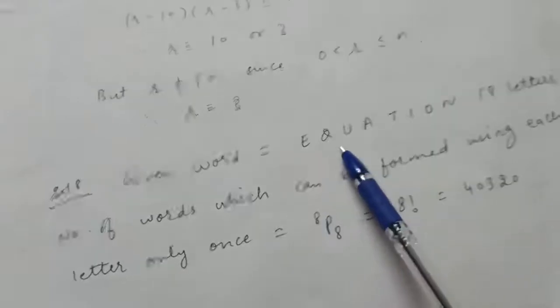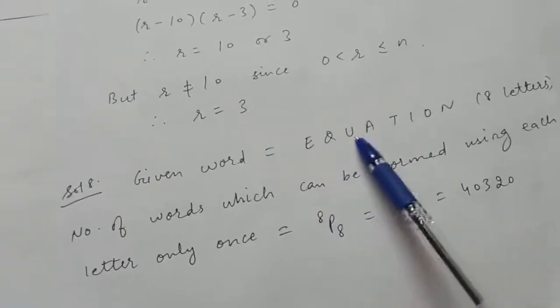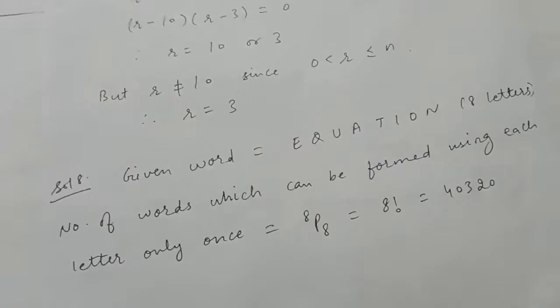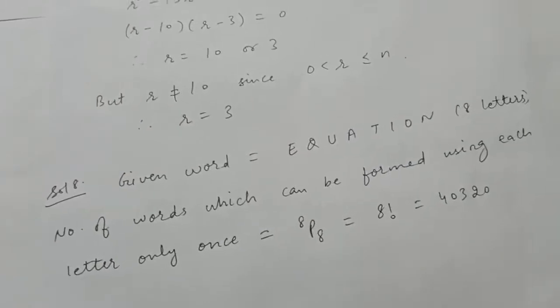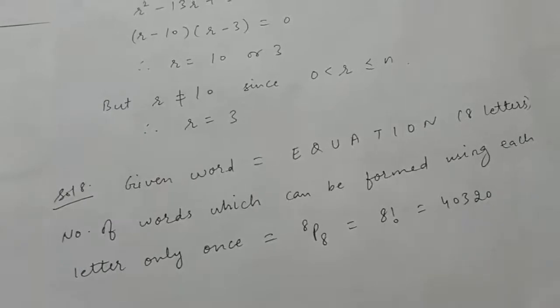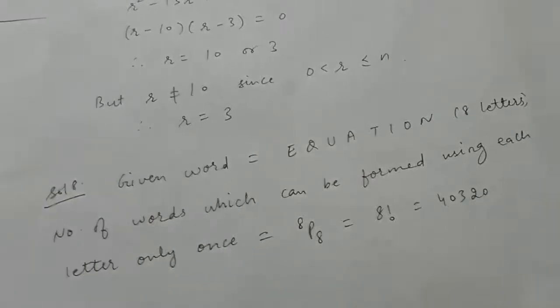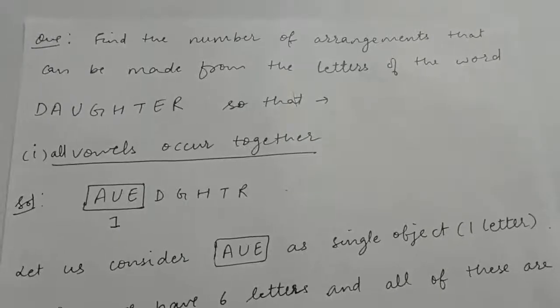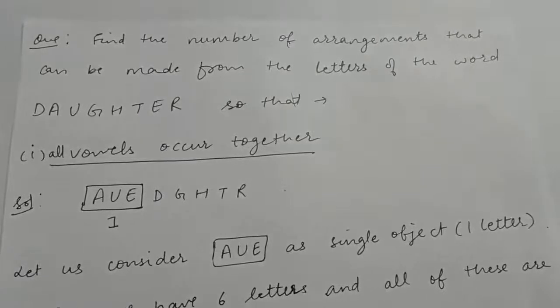Therefore the number of permutations or arrangements of the letters of the word EQUATION will be 8 factorial, which is 40,320. Clear? Let us discuss some more types of questions based on permutations.